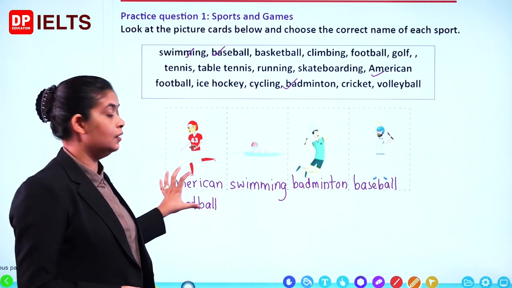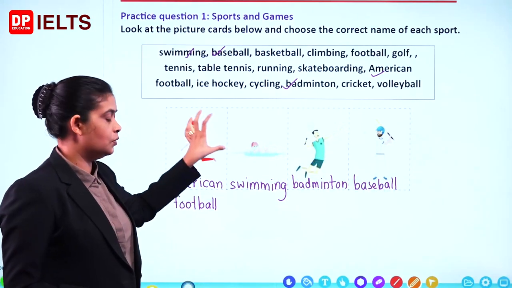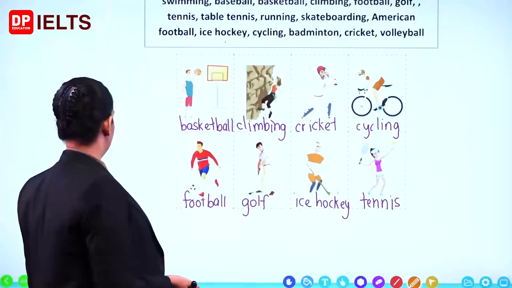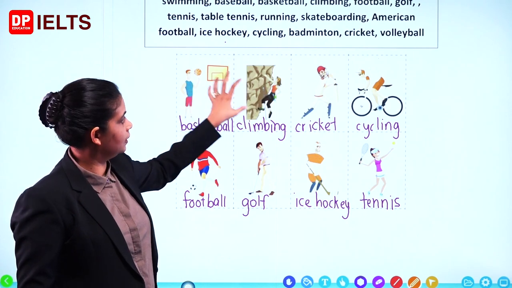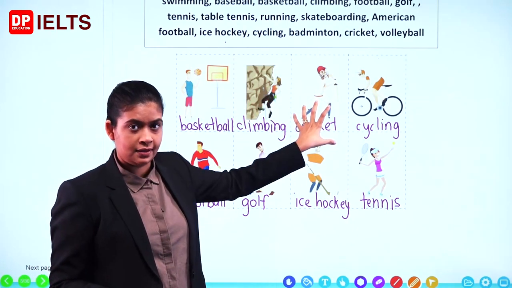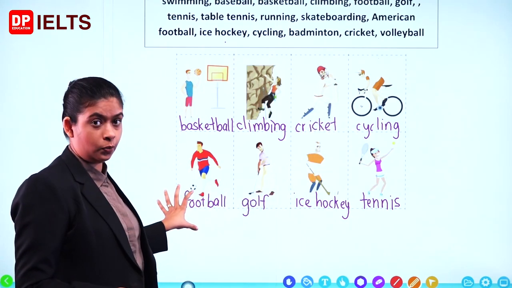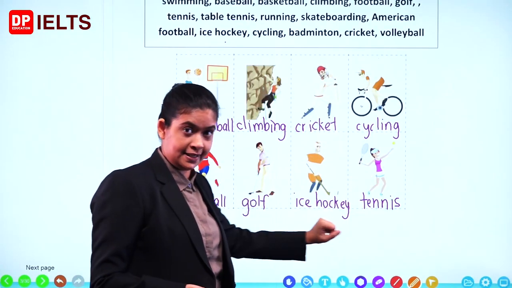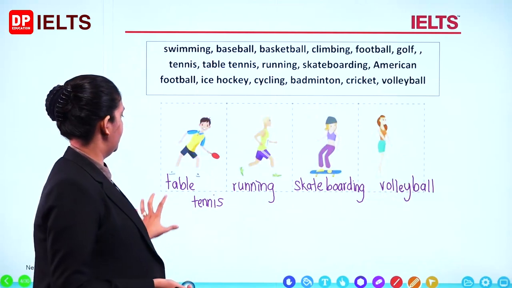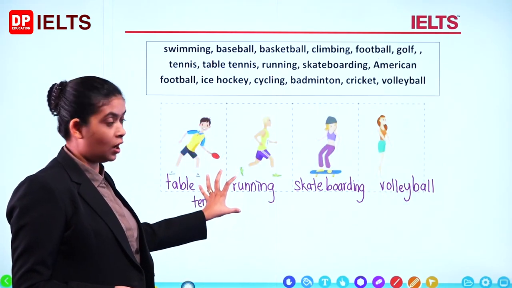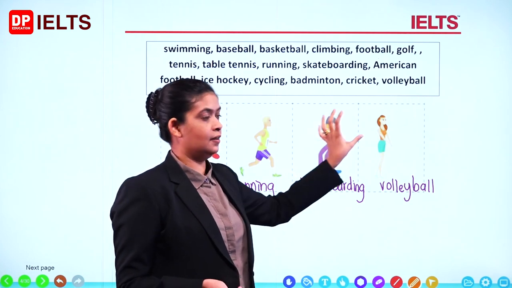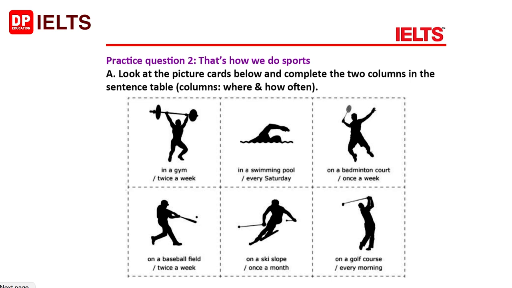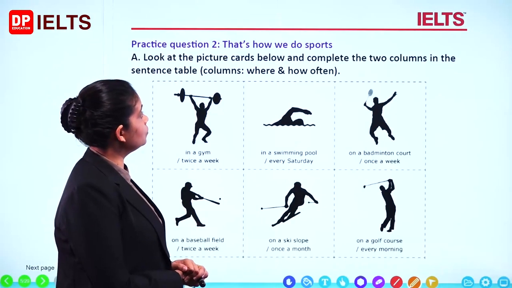Okay, American football, swimming, badminton, baseball. Basketball, climbing, cricket, cycling, football, golf, ice hockey, tennis, table tennis, running, skateboarding, volleyball. Right? All right, so let's have a look at the next question. That's how we do sports.